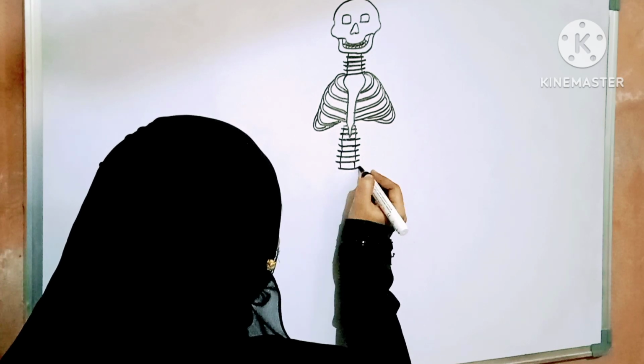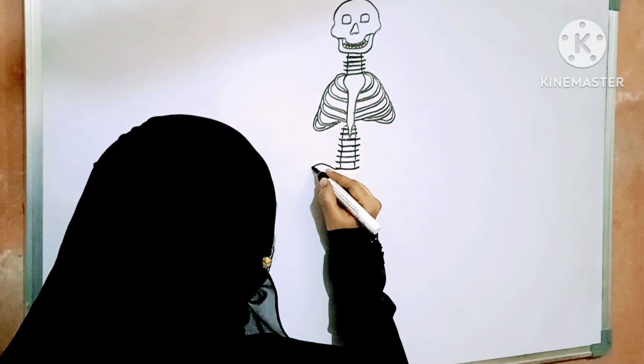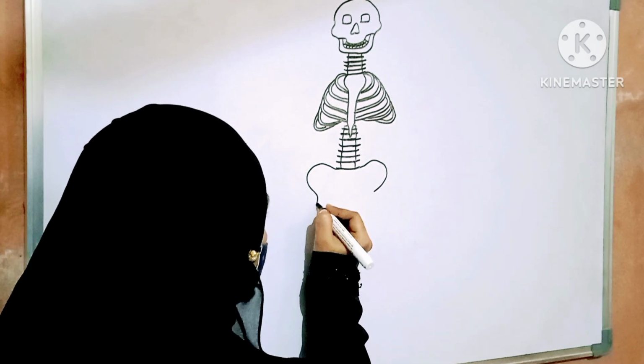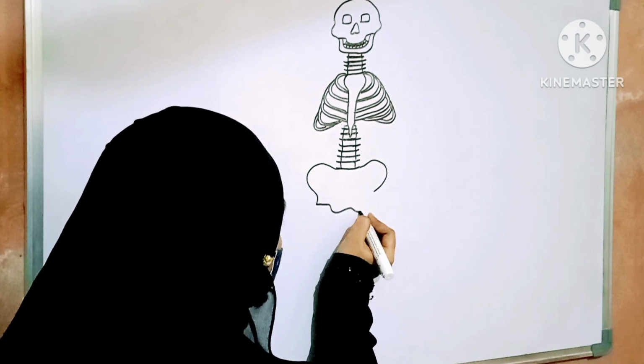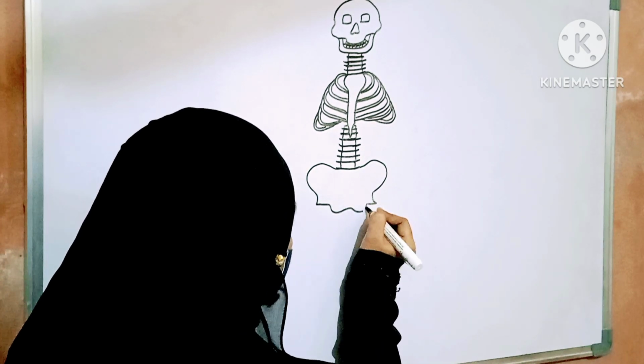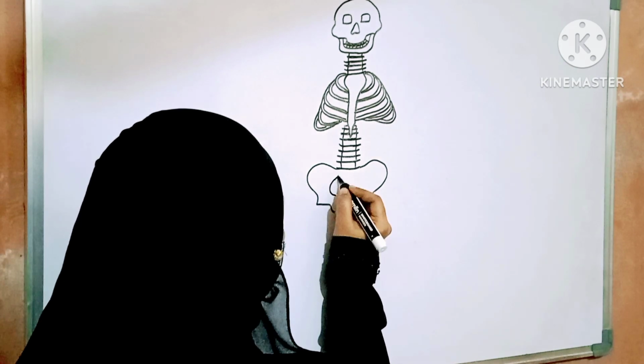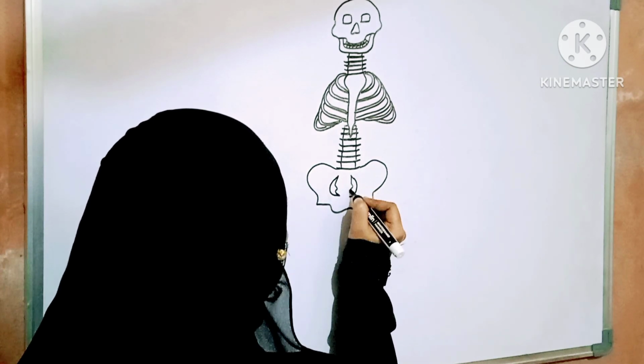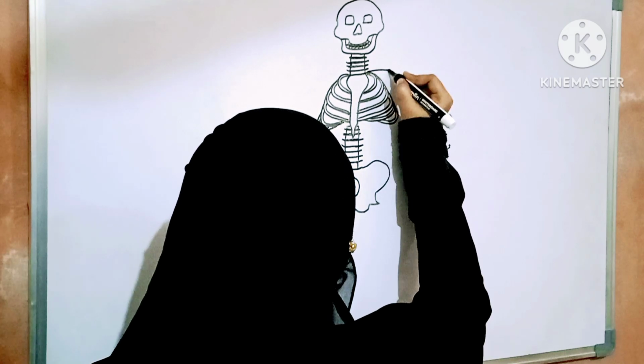The last two pairs of ribs are attached only to the backbone and not to the sternum. These ribs are also called floating ribs. What are the uses of this rib cage? They protect important organs such as the heart and the lungs.